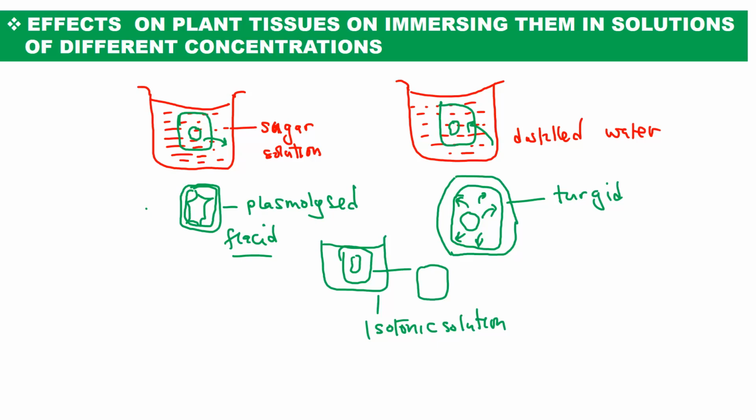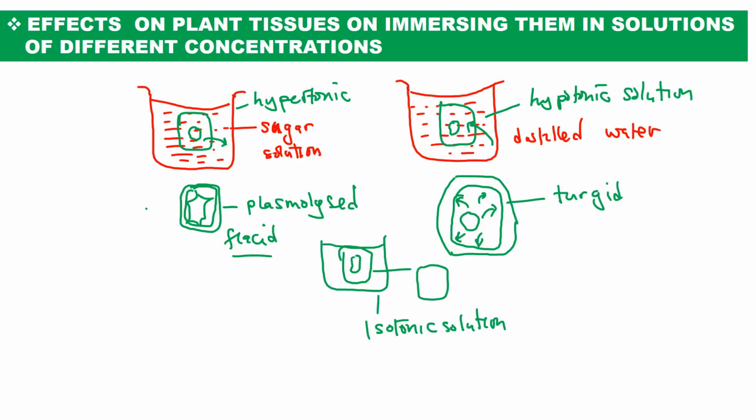But the one where outside has high water potential compared to the inside, in other words, the inside is more concentrated compared to the outside, is called a hypotonic solution. Then of course the first one here is called a hypertonic solution, a solution which is more concentrated compared to the inside of the cell.